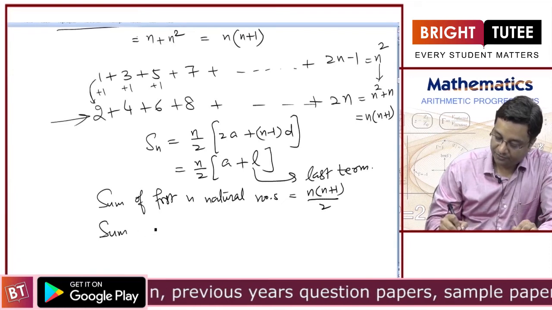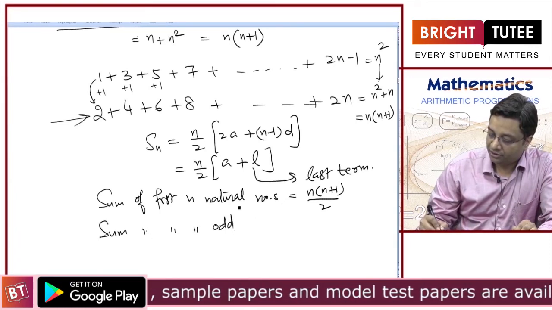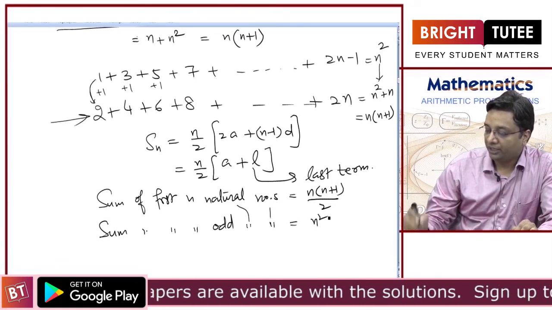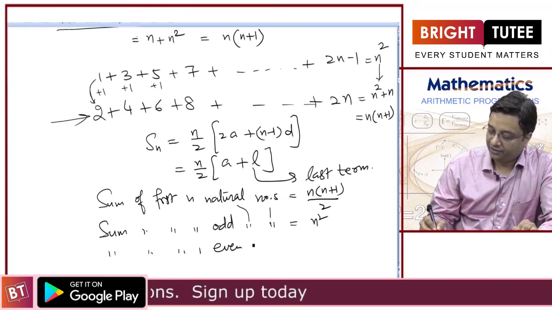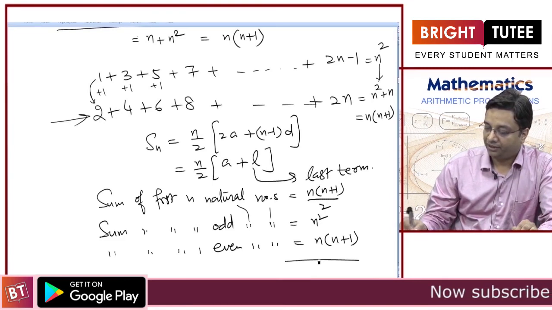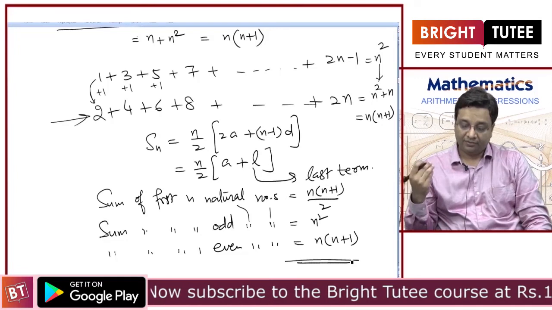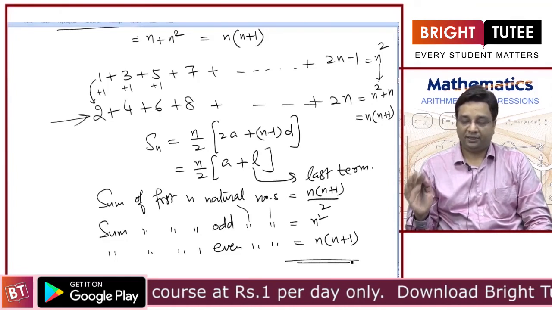Sum of first n odd natural numbers was equal to n square, and sum of first n even natural numbers is equal to n into n plus 1, right? These are important formulas. You can memorize these formulas, or you can directly derive them there and then, right?